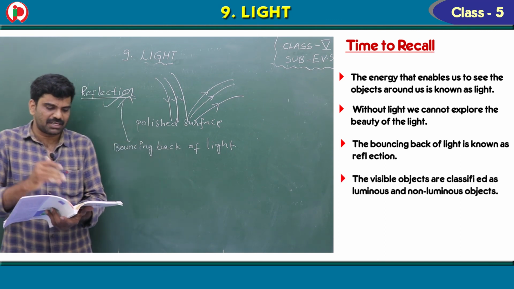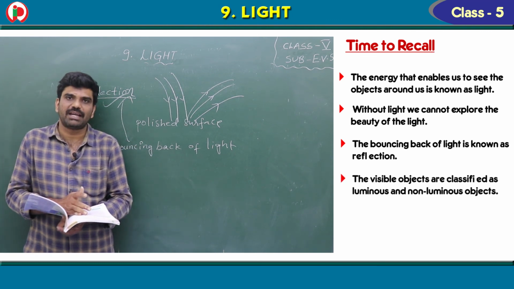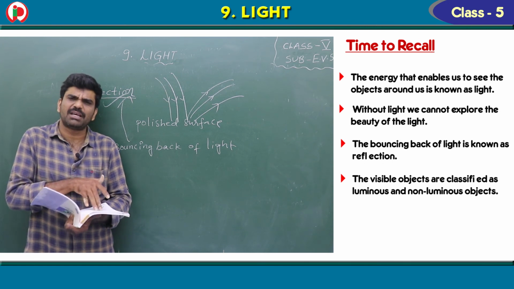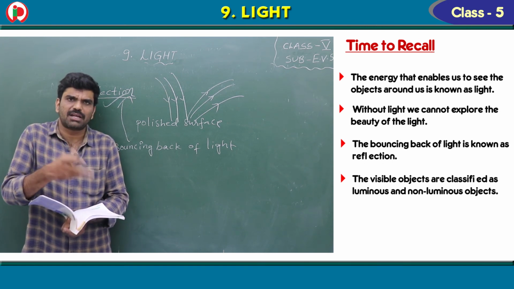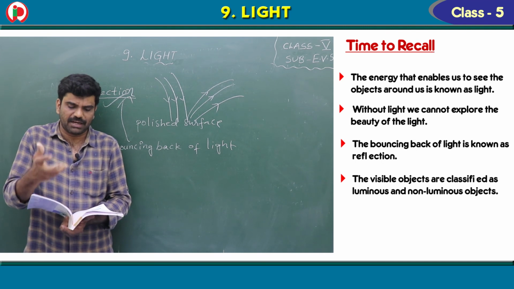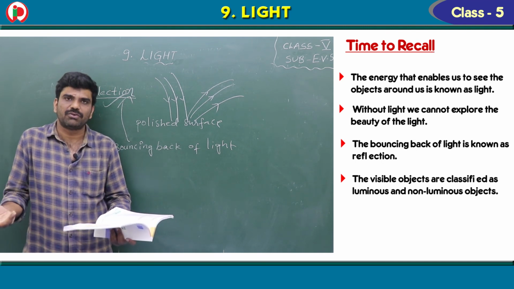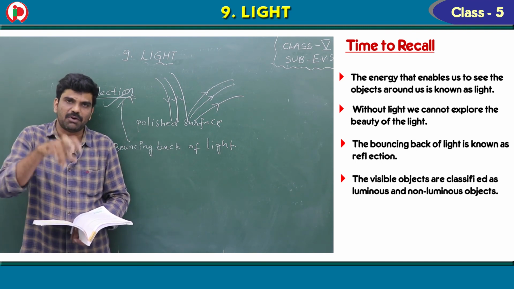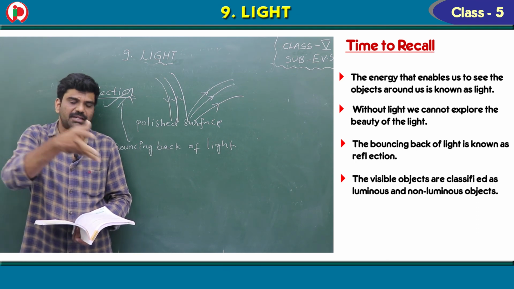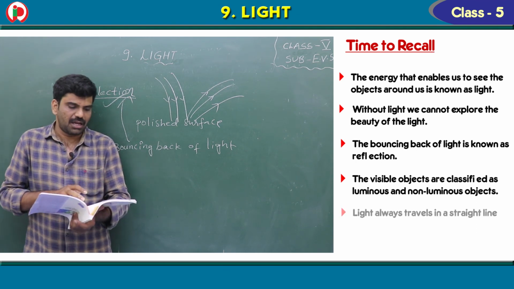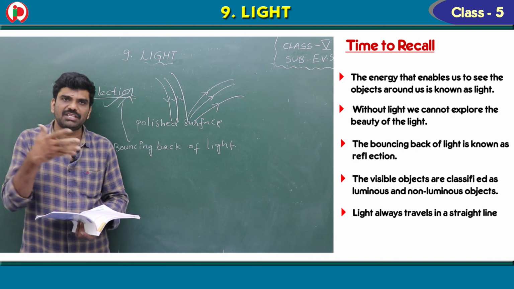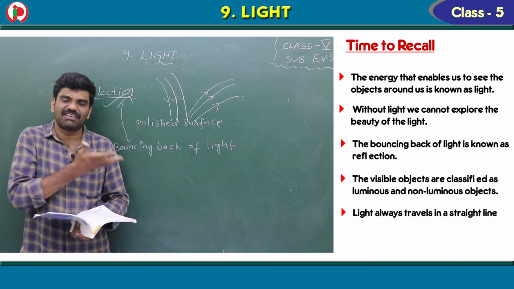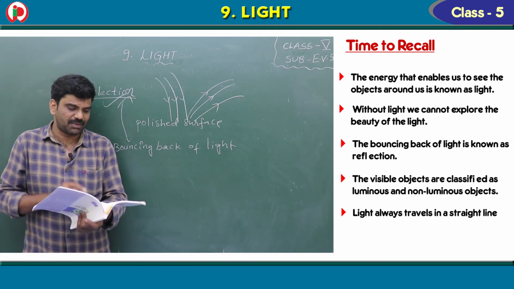The visible objects are classified into two types. One is luminous. What are luminous objects? Those which can emit or produce light on their own. The second is non-luminous, which cannot produce light but is visible whenever light falls on it. The best example is the Earth. Light always travels in which line? Straight line, as we have seen in the cardboard experiment.